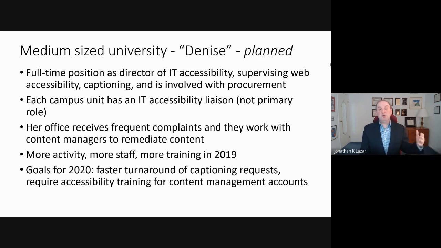And Denise said two of her big goals for 2020 were to have faster turnaround of captioning requests, not just 5 days, but faster, right? And to require that if you have a content management account, so if you are a content creator at the medium-sized university, she believed you should be required to have digital accessibility training. Basically, you shouldn't be allowed to be in charge of content unless you're familiar with the core concepts of digital accessibility. So that was what Denise said at the beginning of 2020. What actually happened?